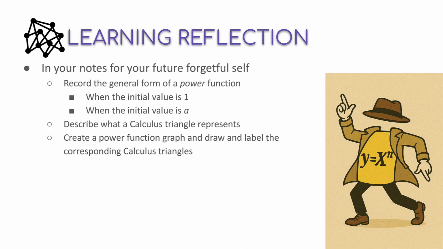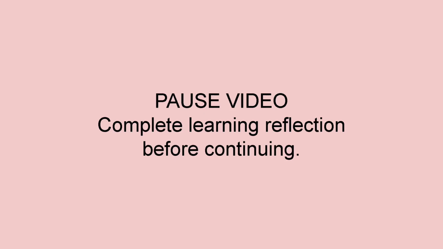In your notes for your future forgetful self, record the general form of a power function, both when the initial value is 1, like the examples we looked at, and when the initial value is some constant A. Describe what a calculus triangle represents, and then create a power function graph and draw and label the corresponding calculus triangles. Pause the video and complete the learning reflection before continuing.